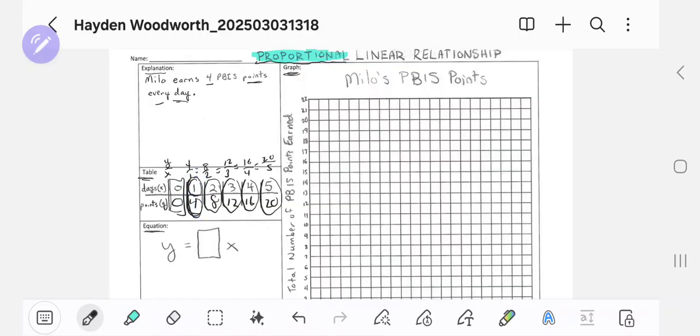So we're looking for characteristics, and we are seeing those characteristics and then seeing how to use them to help us solve other problems. That's the key. Now, let's look at the graph.